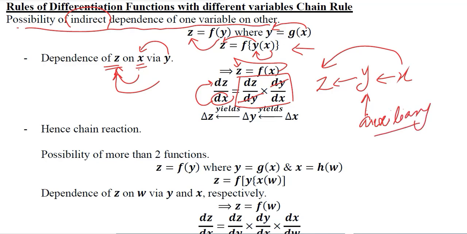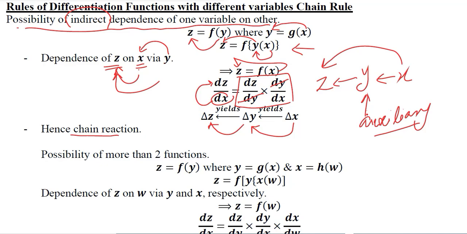It is only helping, it is not the main variable. The change in x yields or causes a change in y, and that change in y causes a change in z. So it's a kind of chain reaction. We have a kind of chain. This is why it is famous as the chain rule.